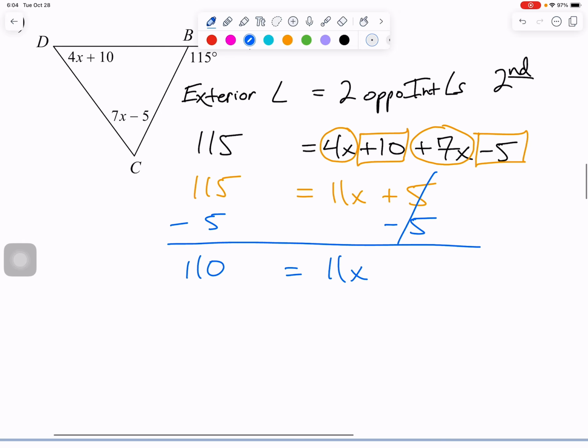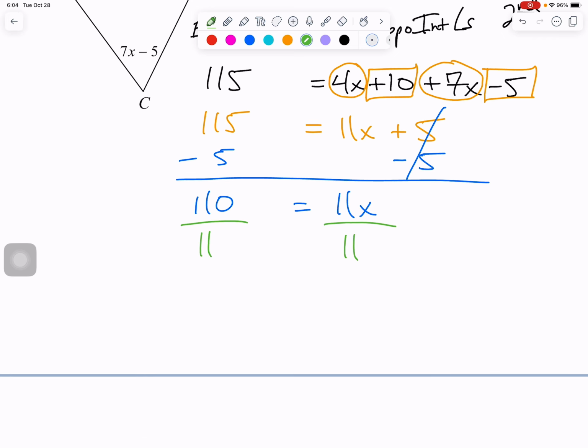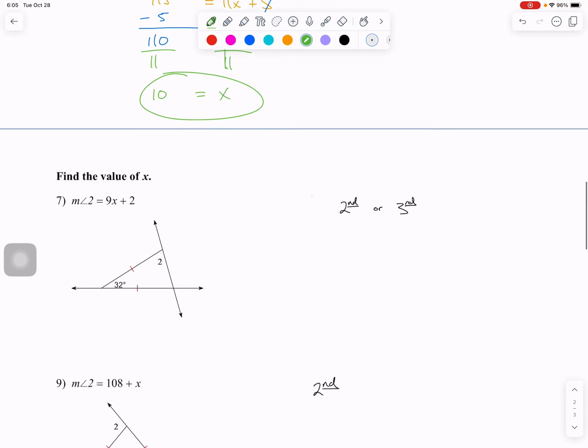5 minus 5 is our cancel. And we will go ahead and divide each side by 11. So 10 equals, oh, our giant 1, which we just do as x. Great job. Let's move forward.